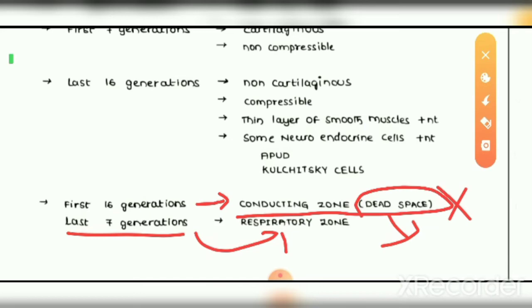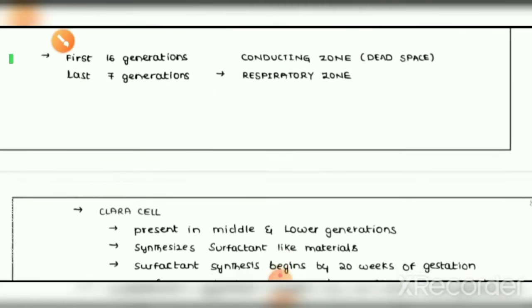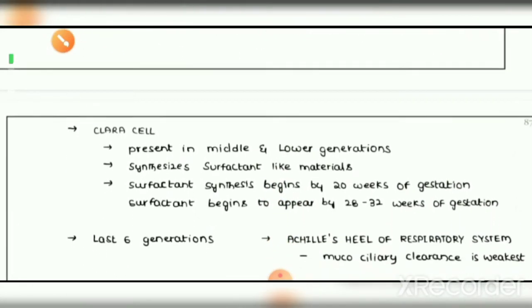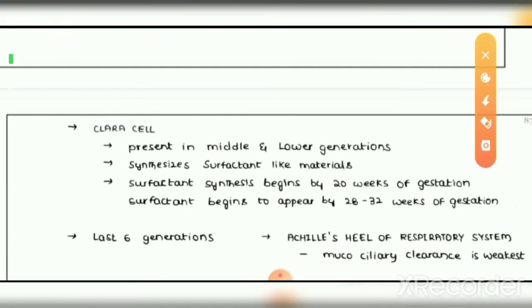Now let's come to the next part: what are Clara cells? These are present in the middle and lower generations, that is, after approximately the 15th generation. These synthesize surfactant-like materials.